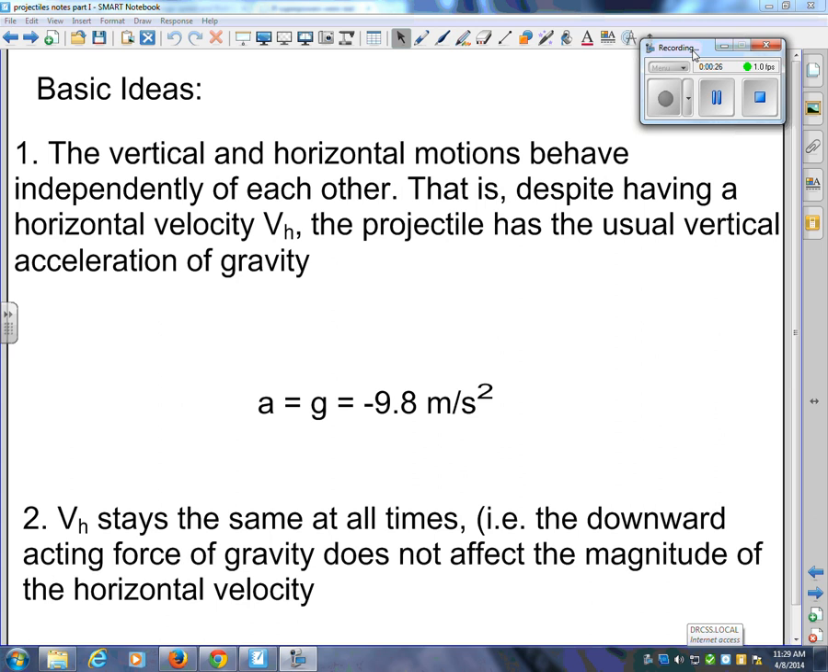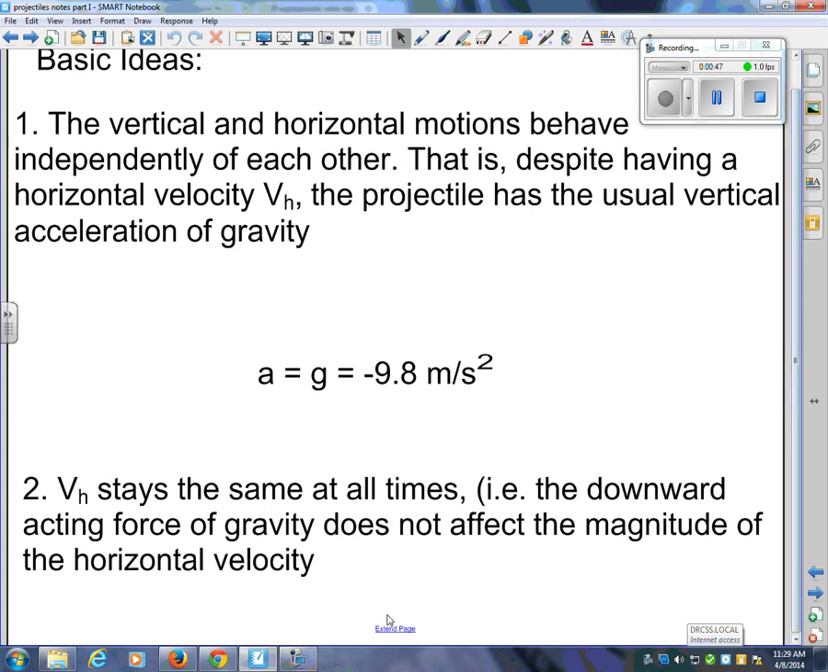So the vertical and horizontal motions behave independently of each other. We've talked about that. That is, despite having a horizontal velocity VH, the projectile has the usual vertical acceleration of gravity. And you might remember the clicker quiz from yesterday, where I sort of fooled you a little bit with the minus 9.8 question. So we know that gravity is minus 9.8. VH stays the same at all times. VH, of course, stands for horizontal velocity.